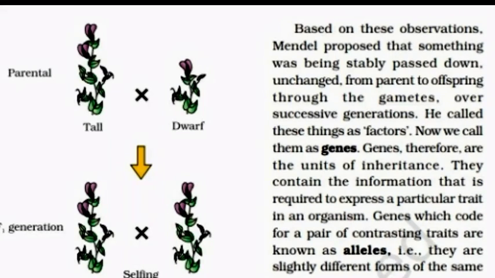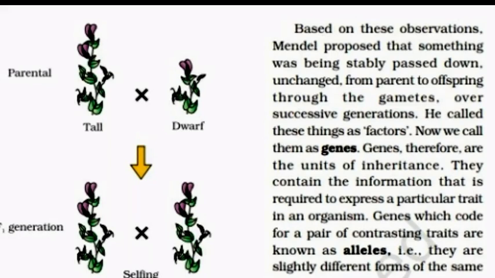Based on the observations, Mendel proposed that something was being stably passed down unchanged from parent to offspring through the gametes over successive generations. He called these things factors. Now we call them genes. Genes, therefore, are the unit of inheritance. They contain the information that is required to express a particular trait in an organism. Genes which code for a pair of contrasting traits are known as alleles.